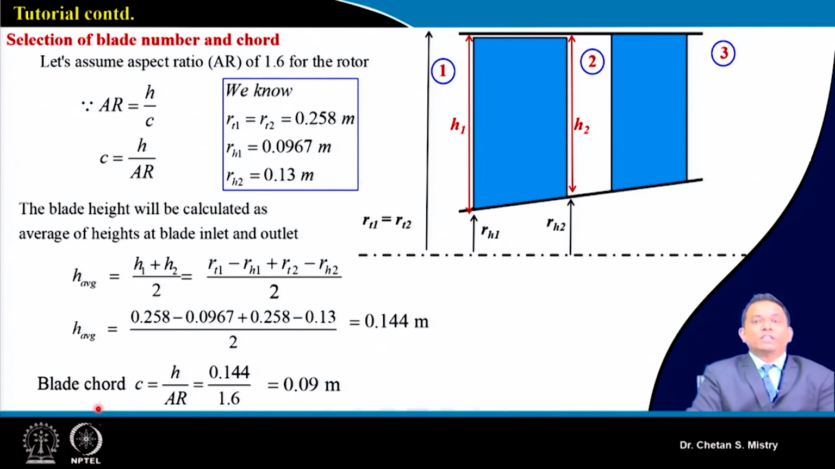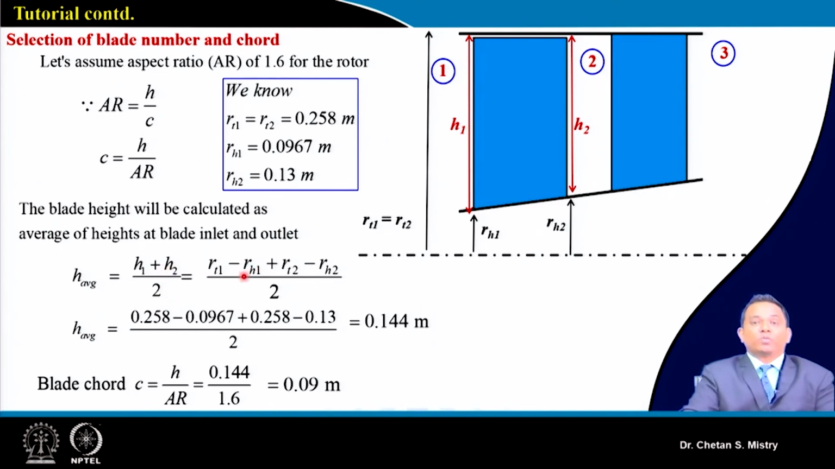What is aspect ratio? That's nothing but my span to chord ratio. Now when I say span, that's nothing but my height. The confusion here is which height needs to be selected. That's the reason we will be doing our calculation for height at the entry, and for height at the exit, and we will be taking the average of this. So my span or height of the blade is (h1 + h2)/2.